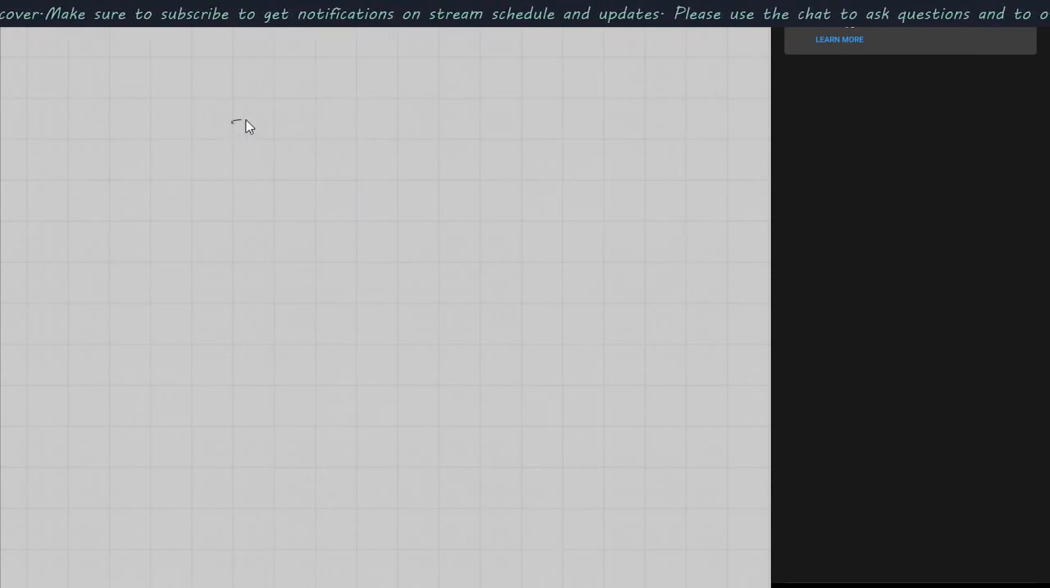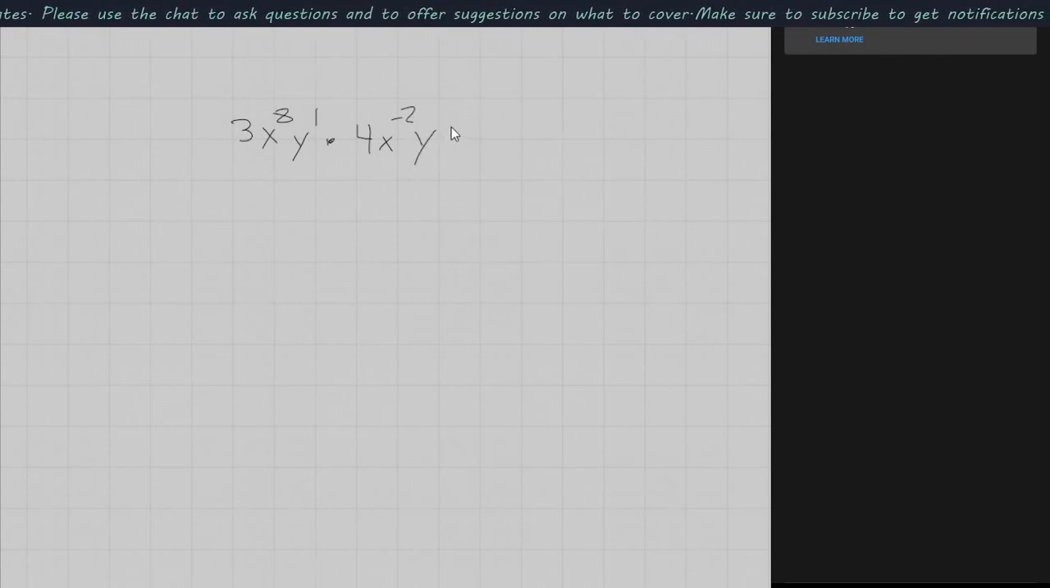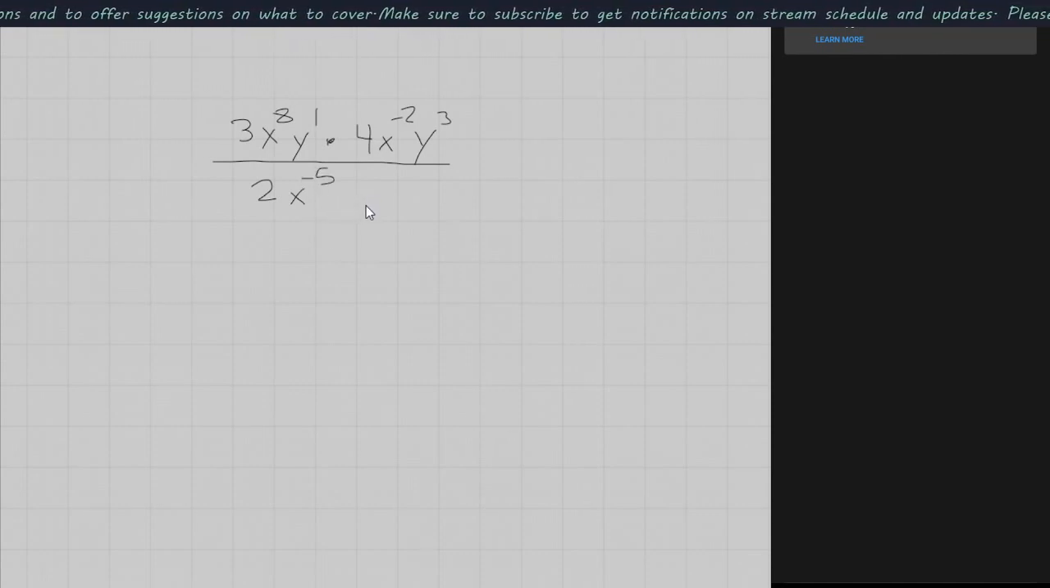So this is going to be 3x to the 8th y to the first, times 4x over 2y cubed, over 2x to the 5th z to the second, and then you can square it.